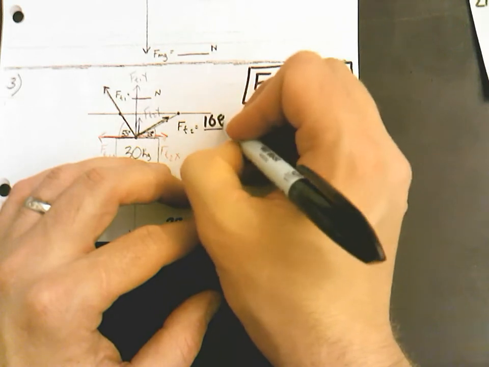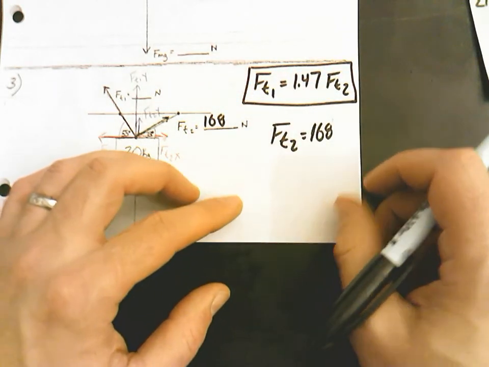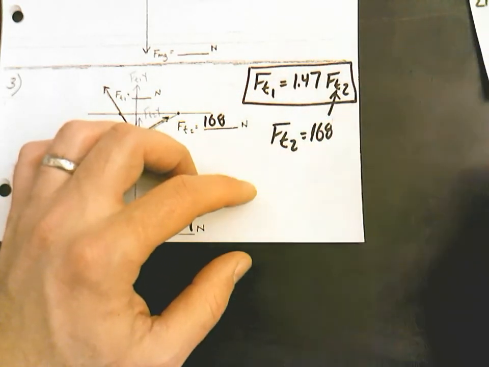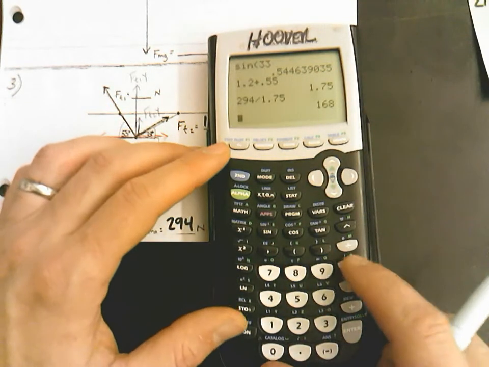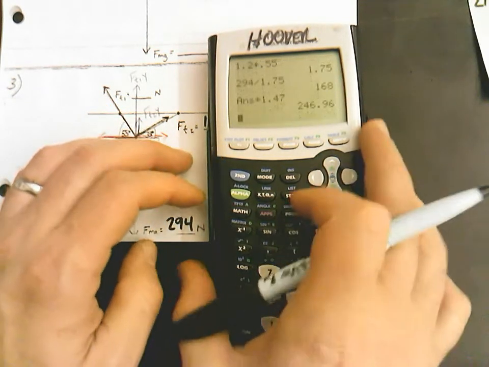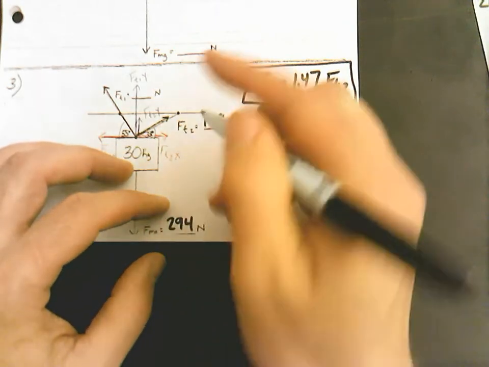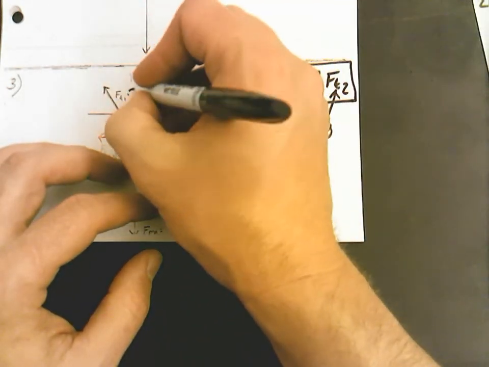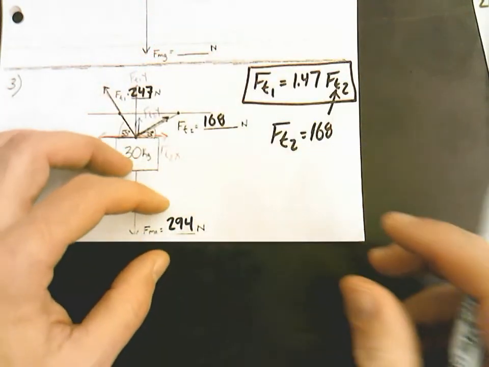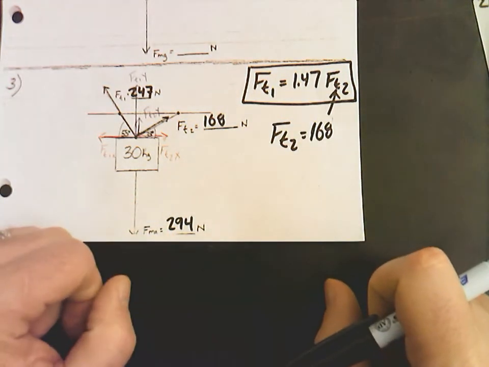So I know what that is. And as soon as I know what FT2 is, I can plug that in up here and figure out what FT1 is. I multiply that by 1.47. I get 246.96. I'll just say 247. 247 is what I get.